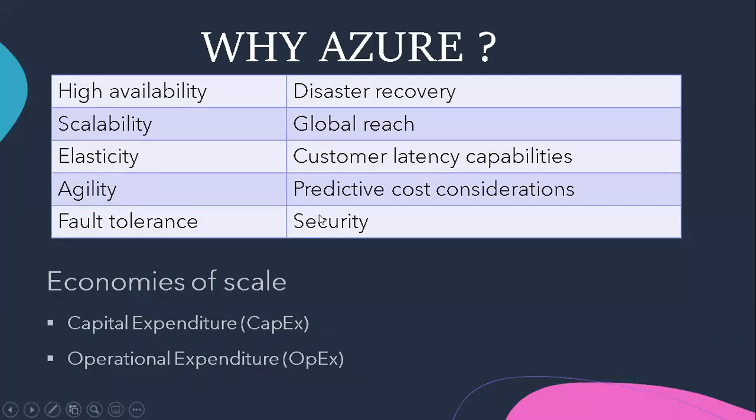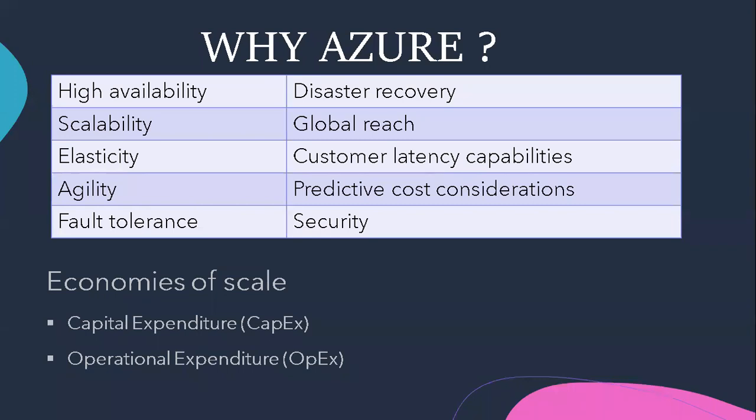Now, why should we move to Azure? If we are moving towards Azure, we would be able to get all these things. We would be able to get high availability, scalability, elasticity, agility, fault tolerance, disaster recovery, global reach, customer latency capabilities, predictive cost considerations, and security, right?